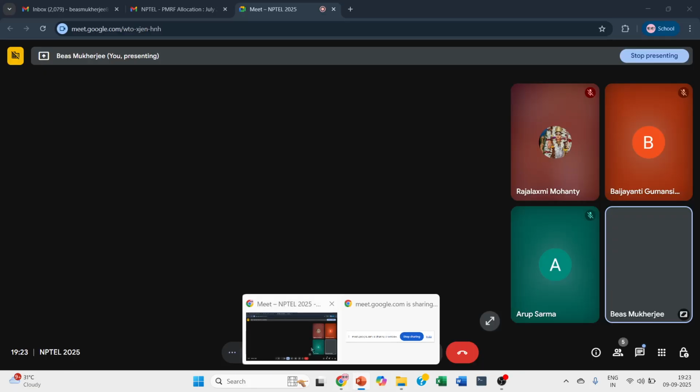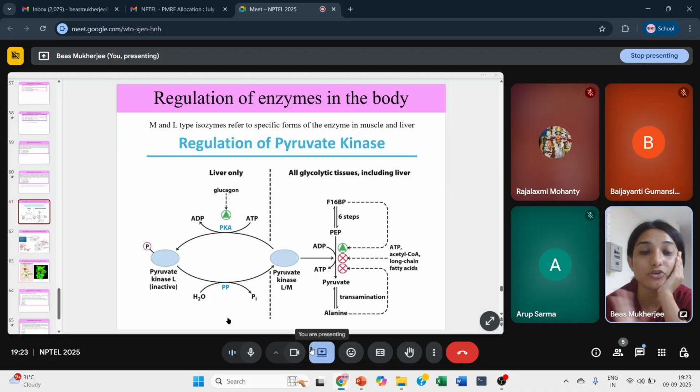Now we'll talk about regulation of enzymes in the body. We will not talk too much about this, but just something that is needed for your NPTEL questions, because these are all previous year's questions and also related questions from other courses. Okay, so M and L types of isozymes are found in muscle and liver. Pyruvate kinase has two types of isozymes. One is found in muscle, one is found in liver. The one found in muscle is called isozyme M. The one found in liver is called isozyme L.